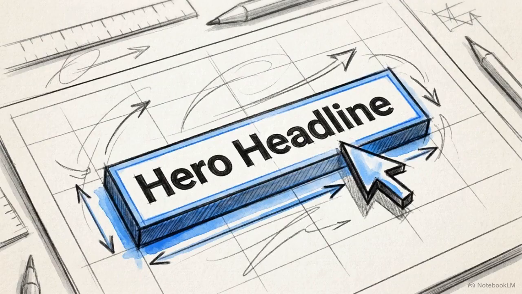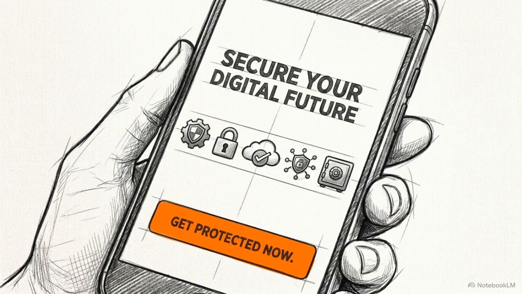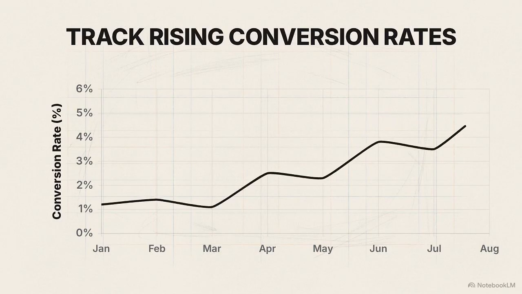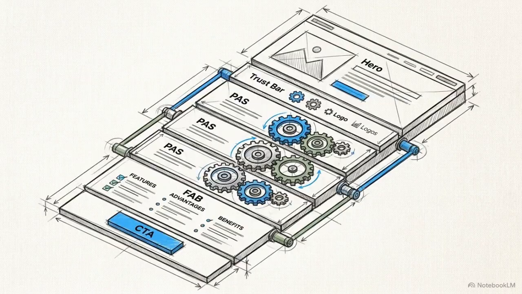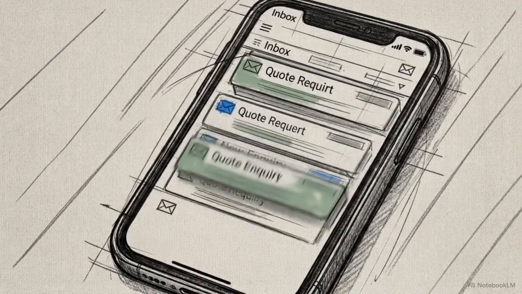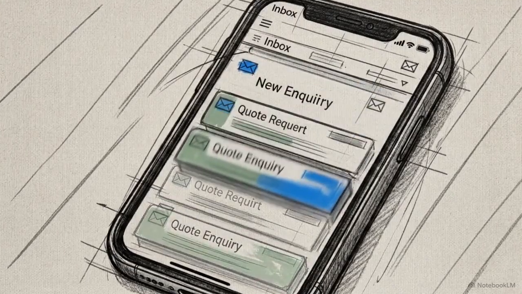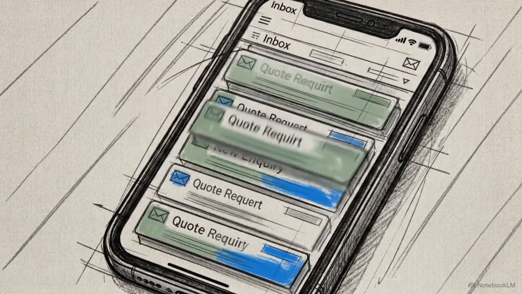Your next steps are to move this copy into a website builder, ensure it renders correctly on mobile devices, and begin tracking your conversion rates. Building a sales page this way creates a structured system. It aligns your messaging with the buyer's decision-making process to turn traffic into a consistent source of new inquiries.